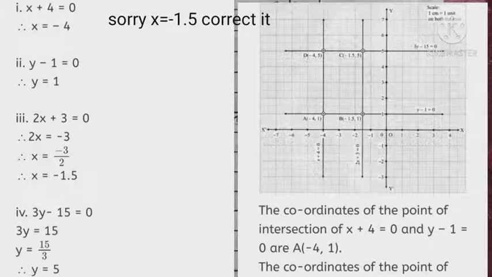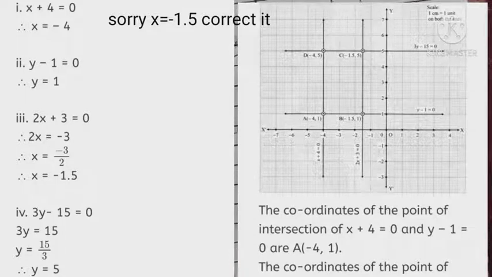Then we have one more, y minus 1 is 0. One equation is missing here, that is number 2. This is number 3. This equation is number 4. Number 2 is missing here.